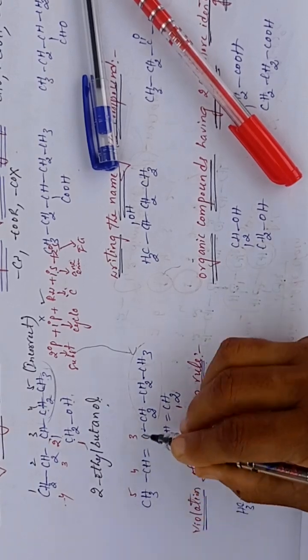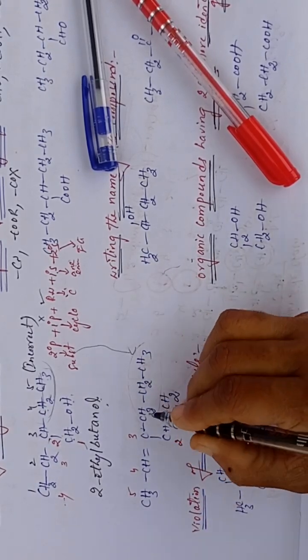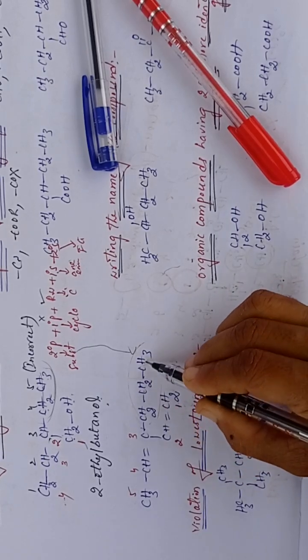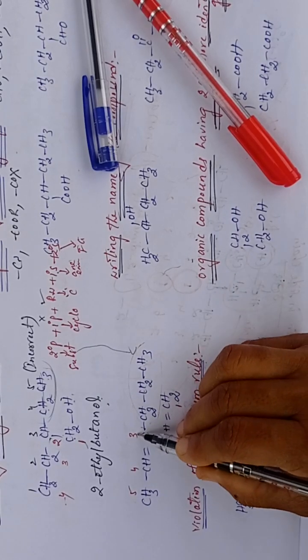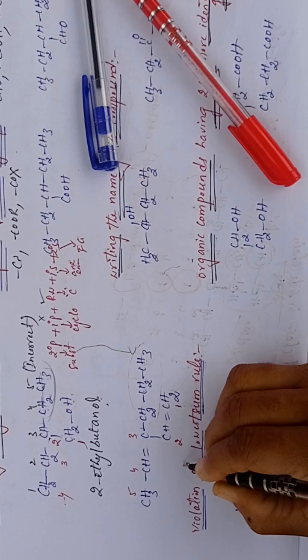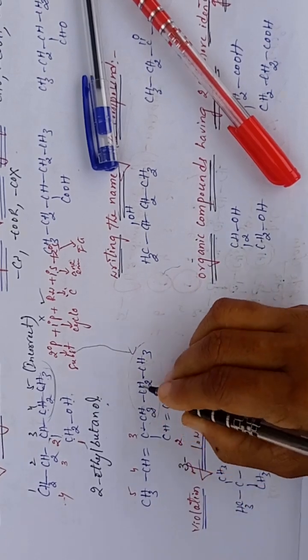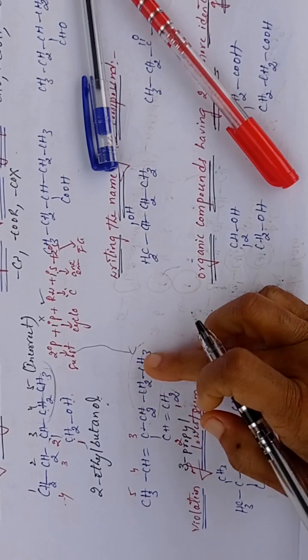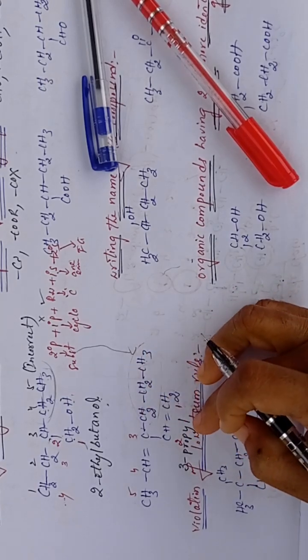Here, on the third carbon, this group is attached. 1, 2, 3 carbon atoms. It is attached at the third position. So the compound name starts with 3. Three carbons means propyl. 3-propyl, clear? Three carbons means prop, and the substituent ending is yl.